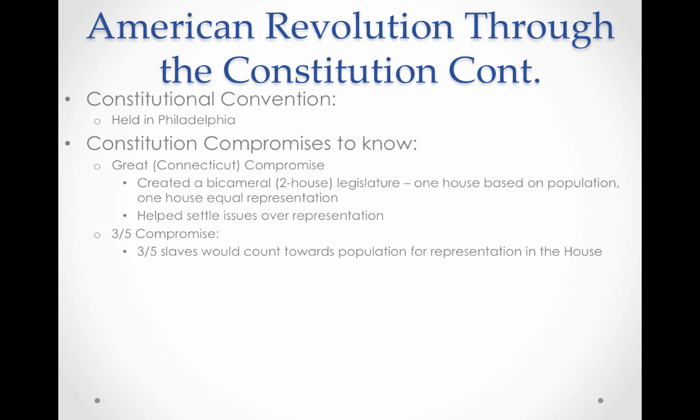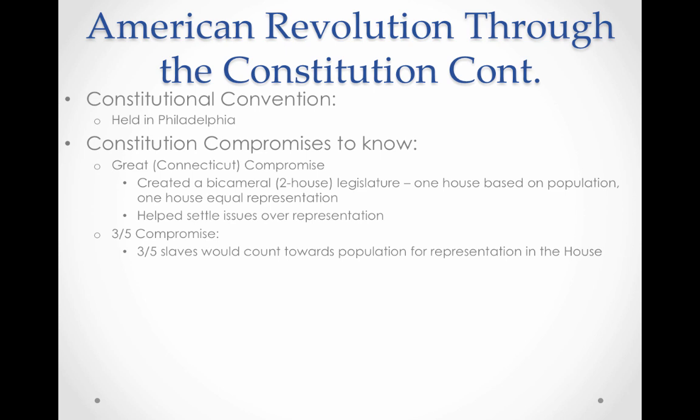The northern supporters of the Constitution really didn't see slavery as a necessity. Obviously, we've been talking about Southern representatives who saw it as a necessity for labor in the plantation South. So 3/5 of slaves would count towards population for representation in the House. This was part of the compromise. Not a full slave would count towards representation, but 3/5 would.